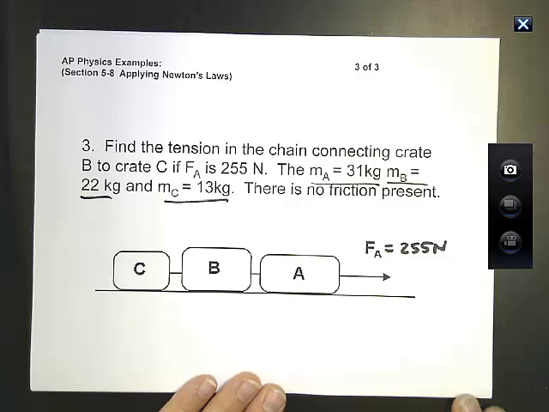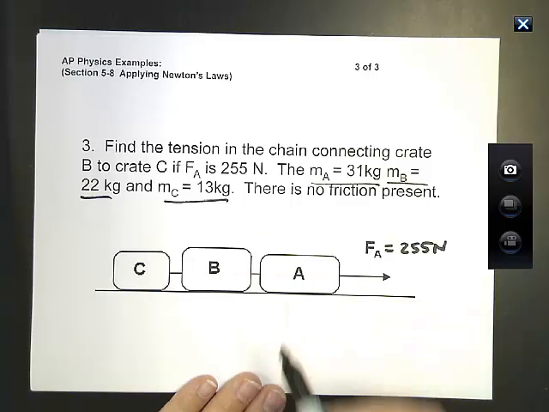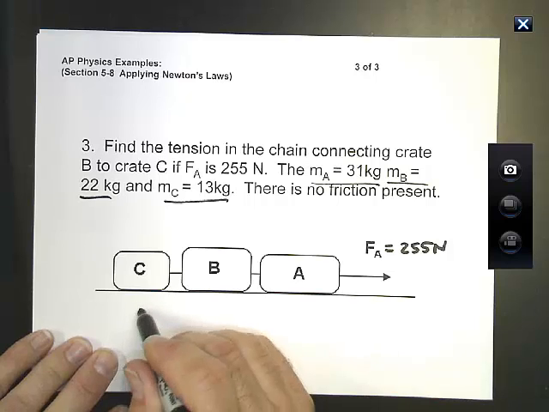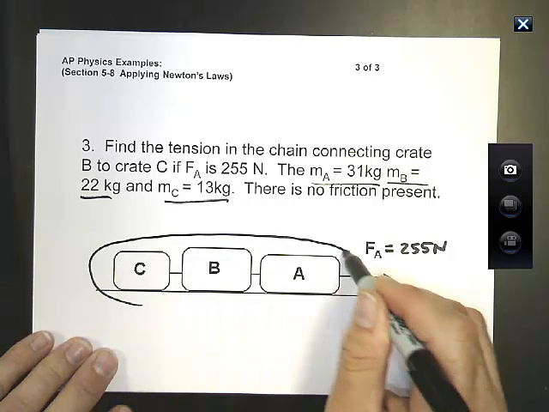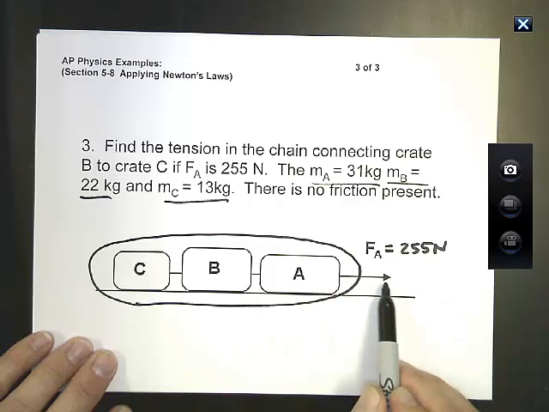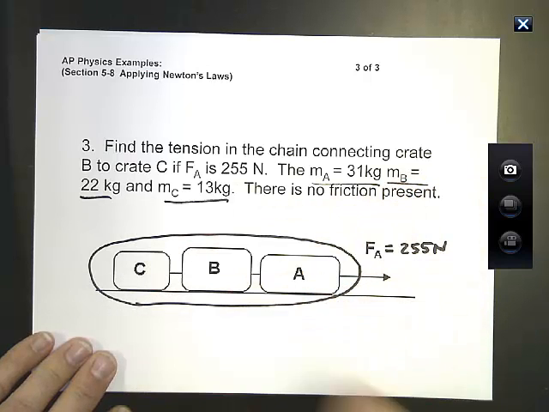All right, the technique, very similar to what we did yesterday, is to take a look at the entire system and then isolate one or more of the blocks to see if we can find the force in that chain. There's lots of ways to do it, but one simple way is to look at the entire system. The only force of consequence here is F of A. It says there's no friction. All normal forces are being canceled out by the weight, or vice versa.